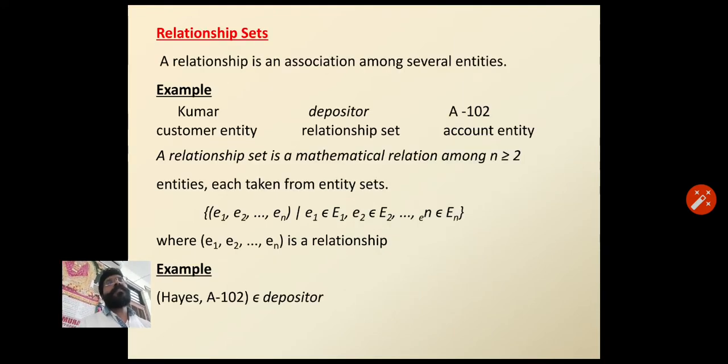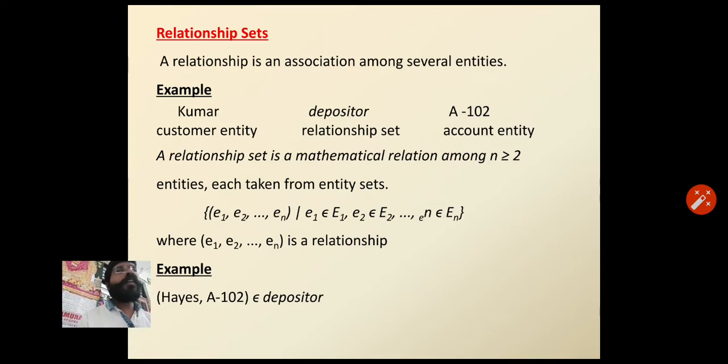Next, relationship sets. What is a relationship? A relationship is an association among several entities. For example, suppose customer is an entity and account is another entity. A customer can deposit any amount to the accounts. So, customer and account are related with a depositor, that is the relationship set.